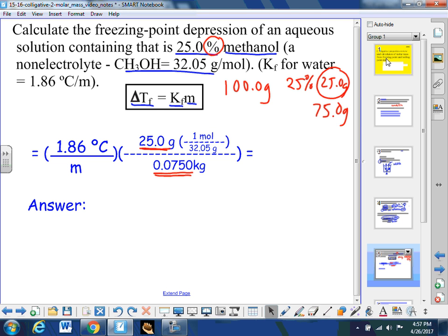And I change grams to moles by dividing by the molar mass, and that gives me 19.3 for my change in the freezing temperature. The final answer is going to be negative 19.3 degrees Celsius, remembering that the colligative effect for freezing point is freezing point depression, makes the freezing point go down.